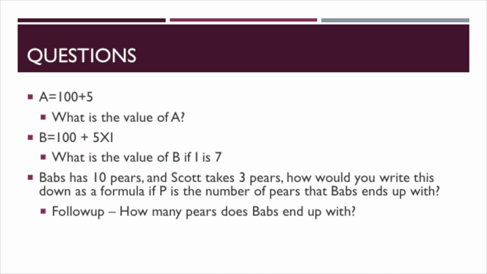So let's see what you've learned. I'm going to ask you some questions, and then you can pause the video and answer them. And the next slide, the next picture, will show you the answers. If A equals 100 plus 5, what is the value of A? Second question, if B equals 100 plus 5 times I, what is the value of B if I is 7? If Babs has 10 pairs and Scott takes 3 pairs, how would you write this down as a formula if P equals the number of pairs that Babs ends up with, and ultimately, how many pairs does Babs end up with? Go ahead and pause now and take time to answer the questions.